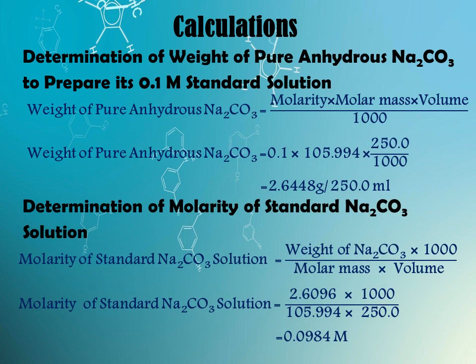Now comes toward the calculations. Determination of weight of pure anhydrous sodium carbonate to prepare its 0.1 molar standard solution. Weight of pure anhydrous sodium carbonate is equals to molarity multiplied by molar mass multiplied by volume divided by 1000, which is the formula to find out the weight of pure anhydrous sodium carbonate, which is 2.6448 gram per 250 ml.